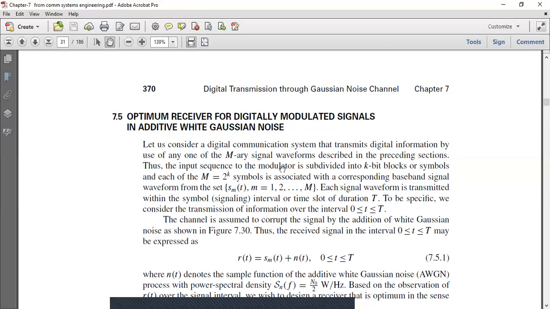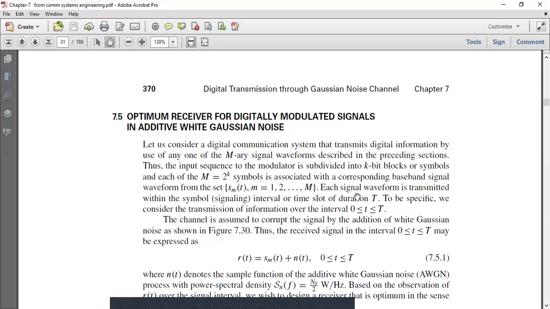Thus, the input sequence to the modulator is subdivided into k-bit blocks. The first thing is that we divide the sequence of bits into k-bit blocks or symbols. We call them symbols or k-bit blocks. And each of the M, which is equal to 2 raised to power k symbols, is associated with the corresponding baseband signal waveforms from the set. So first we define the set of baseband signal waveforms, which are called s_m(t), where m goes from 1 up to M. So this is a set of signals.